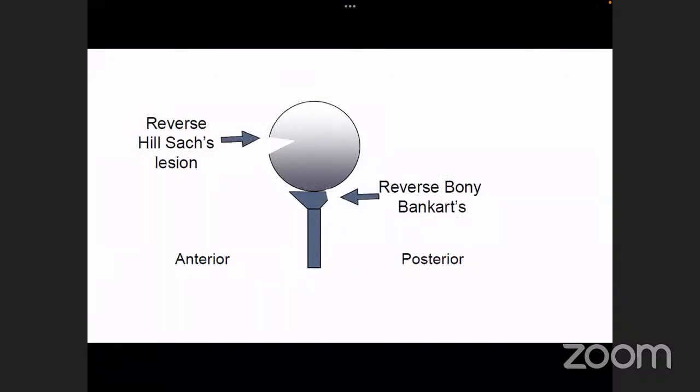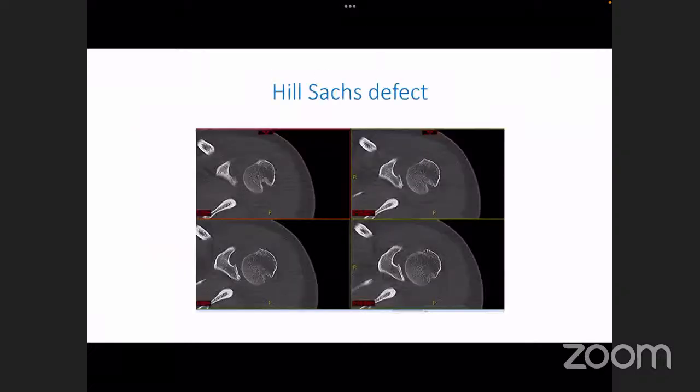Whenever you have a posterior dislocation, which is, for example, after electric shock, the exact mechanism will occur, and the humeral head will shift posteriorly, and you just have to reverse everything. So we'll have a reverse Hill-Sachs lesion, which will be superior lateral in the humeral head, and you will have the posterior inferior rim fracture that will give us a reverse bony Bankart. As you can see here, there are CT cuts showing Hill-Sachs lesions and bony Bankart, and whenever you look for bony injuries, the gold standard exam is the CT scan.